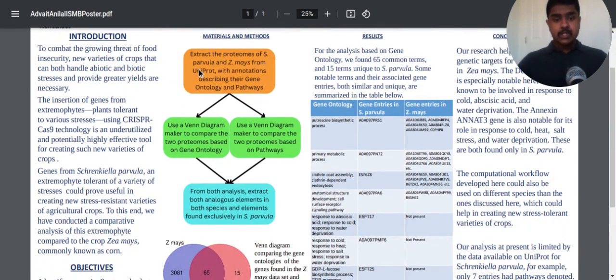So the computational workflow that we developed is shown here. We first extracted the proteomes of S. parvula and Zea mays from UniProt with annotations describing their ontology and pathways. And then we used a Venn diagram maker to compare the two proteomes based on both gene ontology and the pathways that they are involved in. We then, from both analyses, extracted analogous elements in both species and elements found exclusively in S. parvula.